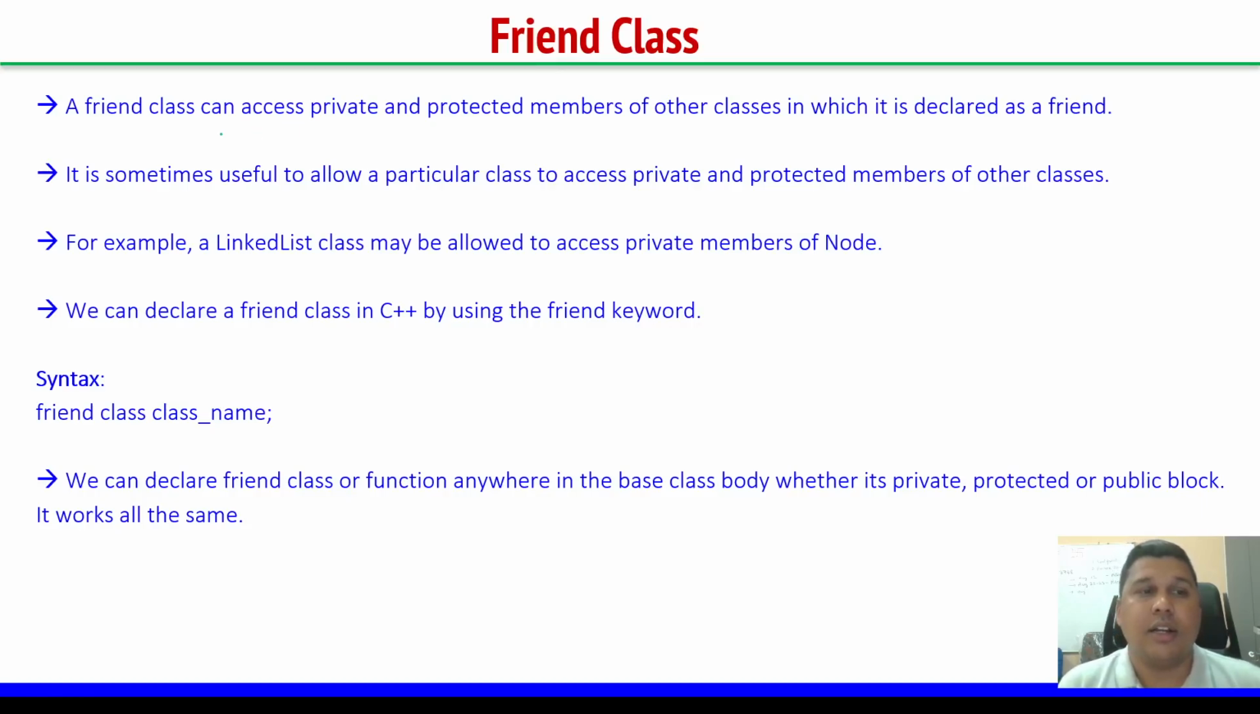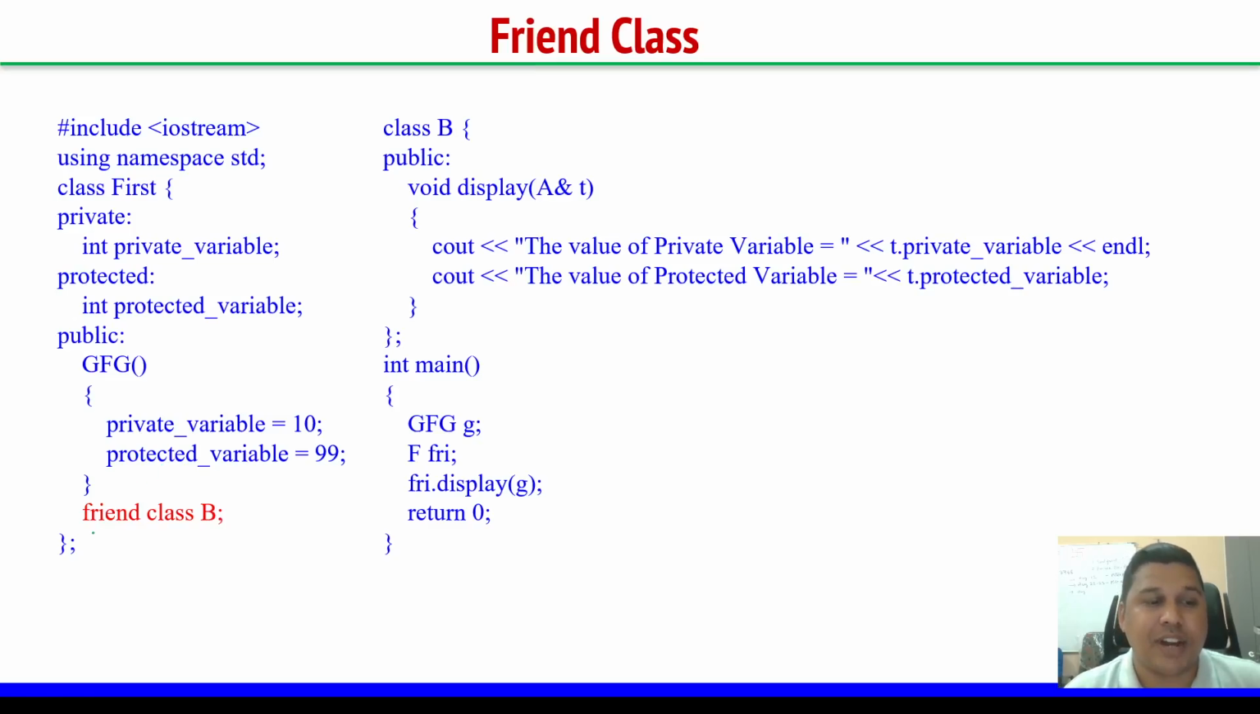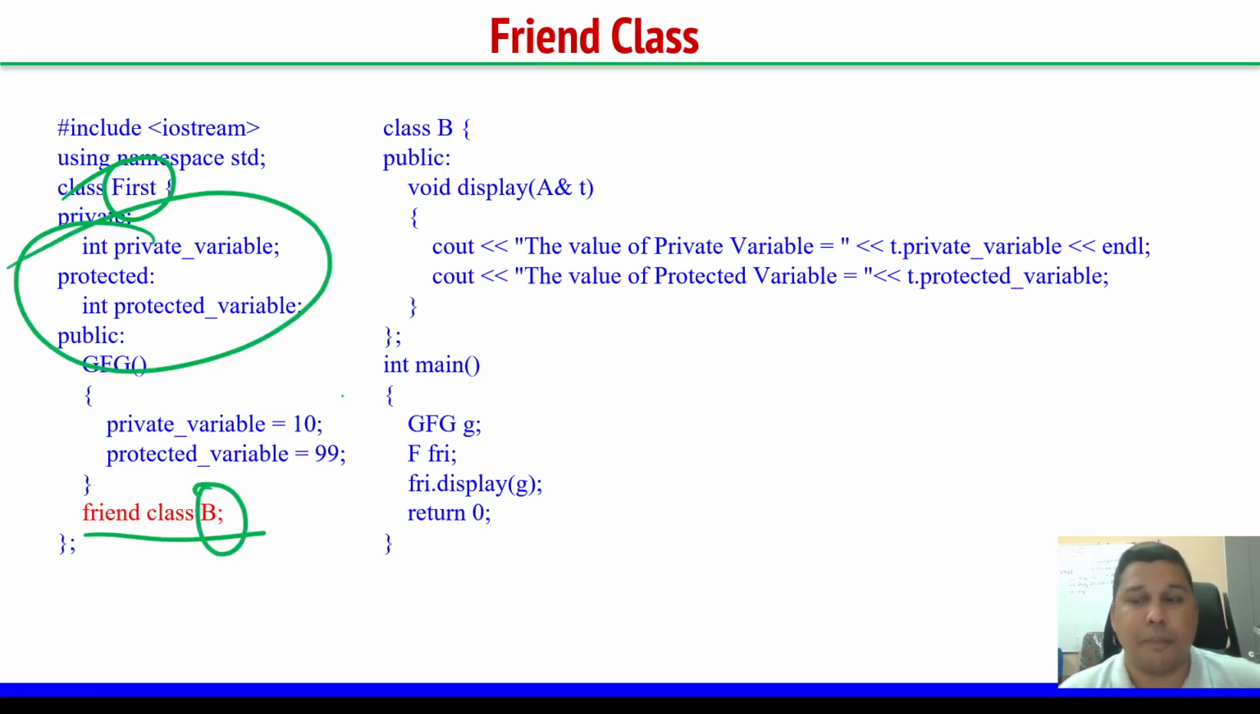See, a friend class can access private and protected members of other classes in which it is declared as friend. So here it has to be declared. Friend class B is declared in class A. When you declare this way, then B can access these variables. B can access these variables.